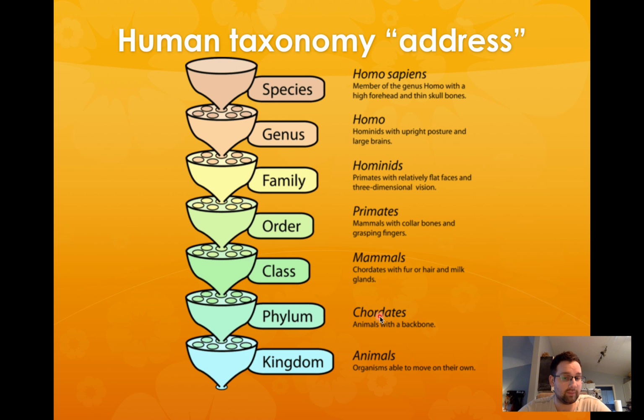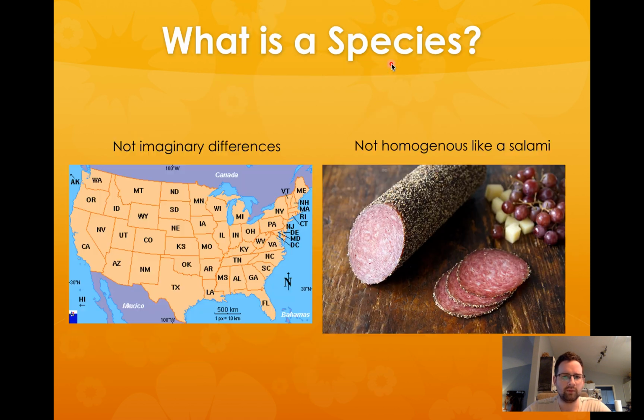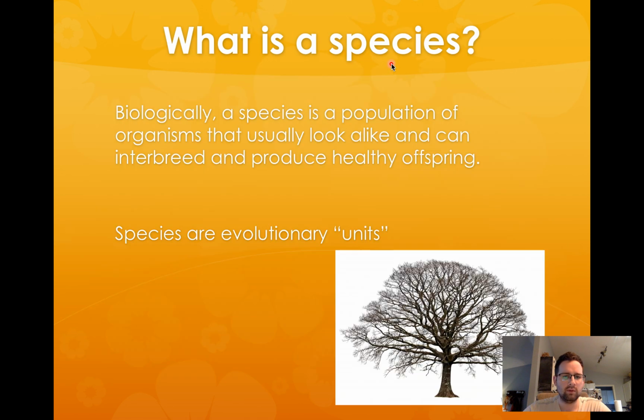We are chordates, meaning we have a backbone. Our class is mammals. We're mammals, right? Order is primates, and then you start getting into the family, hominids. And then our genus, Homo, we're the only one in that genus, and then our species is Homo sapiens. So that is our taxonomical address. All right. Some of you seem confused on that. So we'll skip through this.